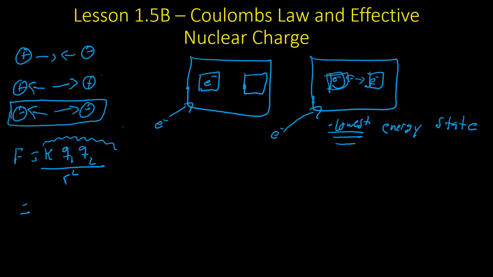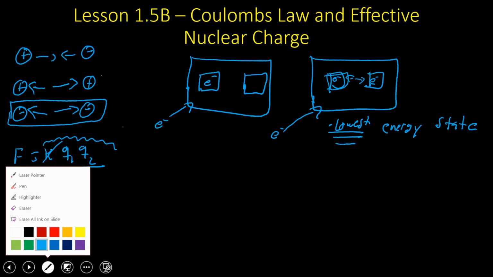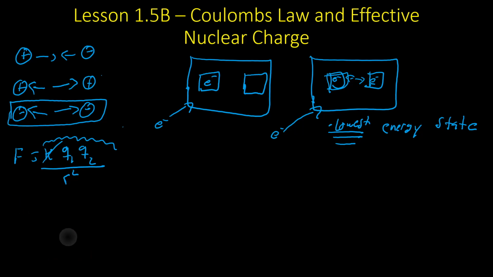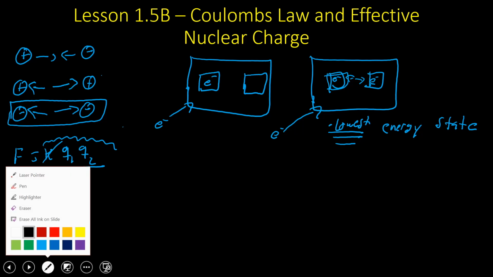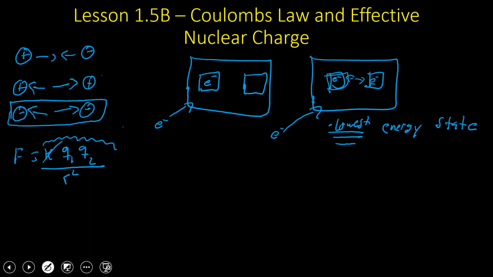So k becomes effectively irrelevant for us. We're never going to use it. You're never going to be concerned with it. You're never going to be asked to actually calculate the value of F. That's more something in physics. Instead, what we're going to do is write a proportion that simplifies this equation and just keeps the things that we need. We only need Q1, Q2, and r squared.